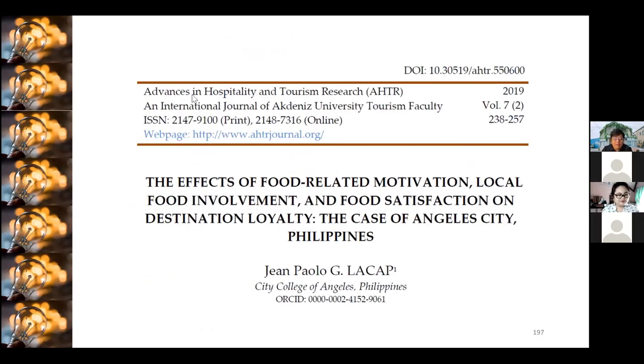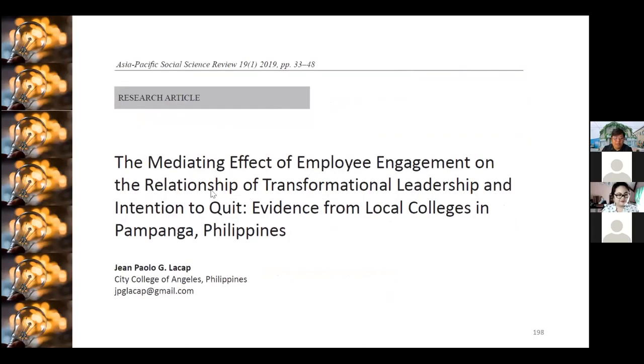Then this one is for Advances in Hospitality and Tourism Research by Aquinas University. I think it took me one year before it was published because they were very strict in the review. But it was a good experience because I saw how they review. This is also one of the top journals in hospitality and tourism, so I was able to publish a paper with them. This is the title.